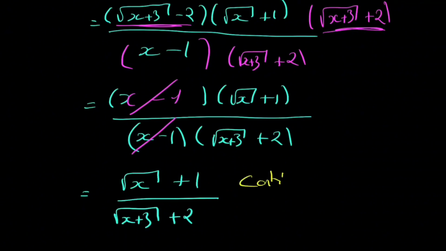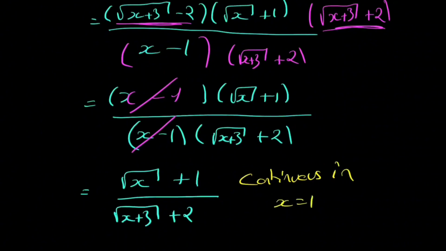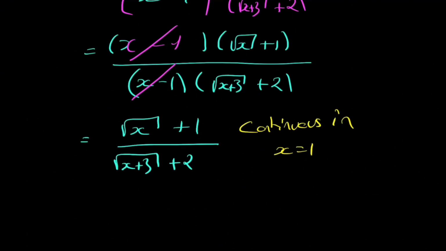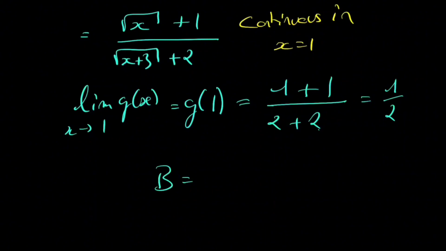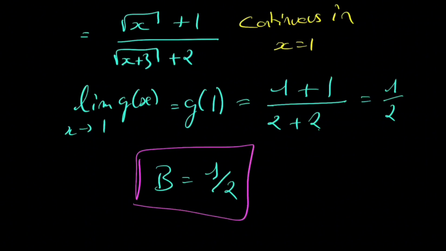And this is continuous in x equal to 1. So, as we say, limit of g of x when x tends to 1 is equal to g of 1, which is equal to square root of 1 plus 1 over square root of 1 plus 3 plus 2. I just replaced the x's with 1. That is equal to 1 half. So b is equal to 1 half. And we answered the question.